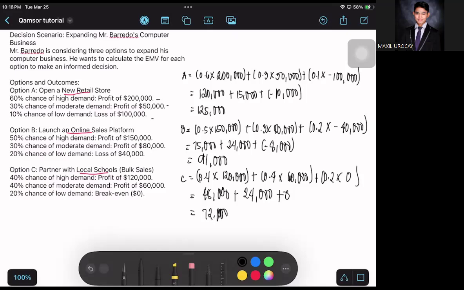Compare the results that you have right now for A, B, and C, and what will be the best alternative. For the business of Mr. Barredo, we can say that based on this decision, option A, opening a new retail store, has the highest expected value of 125,000. Therefore, comparing the three categories, option A would be the most financially favorable choice for Mr. Barredo's computer business to expand with.